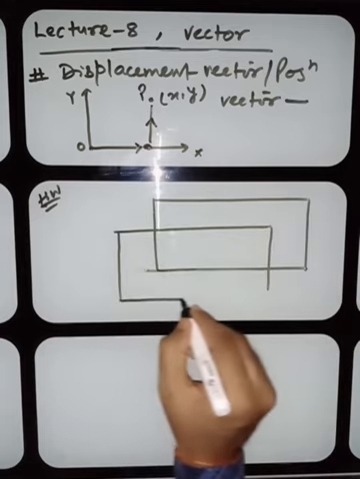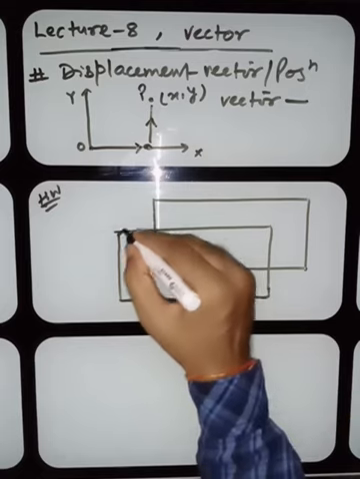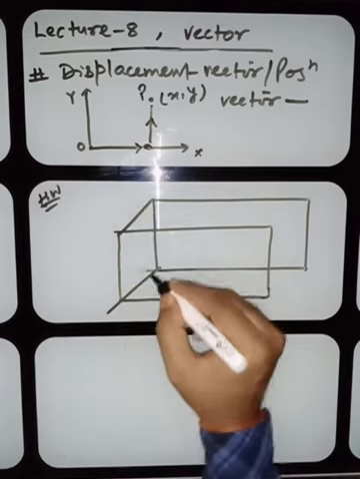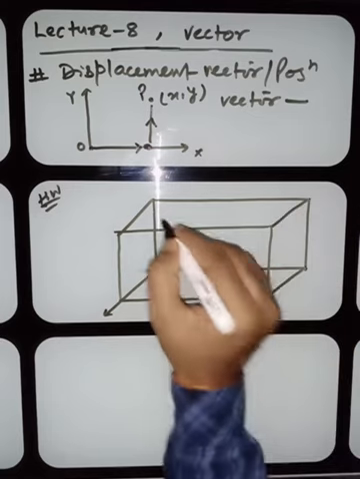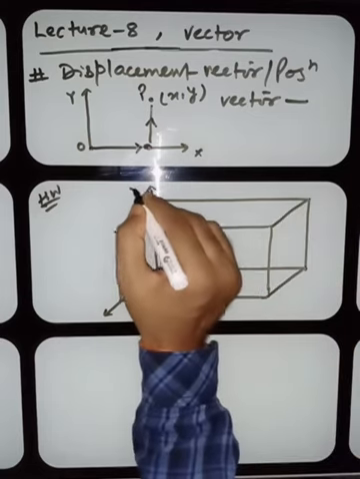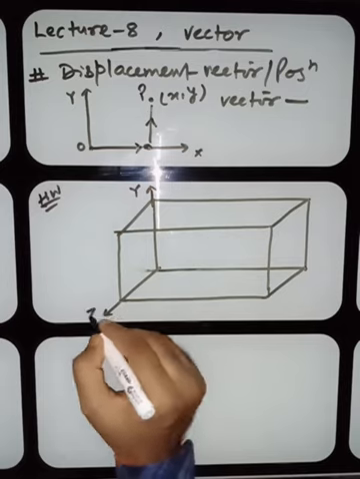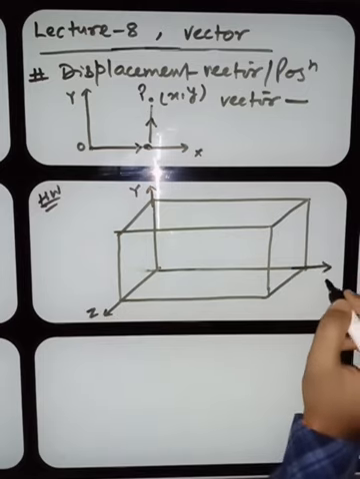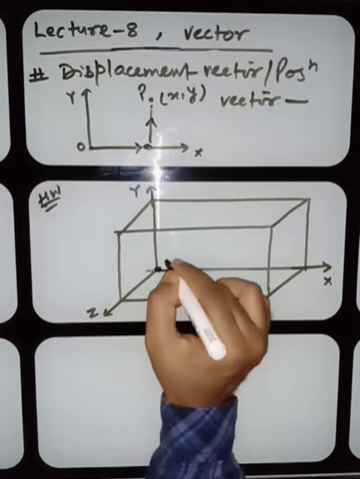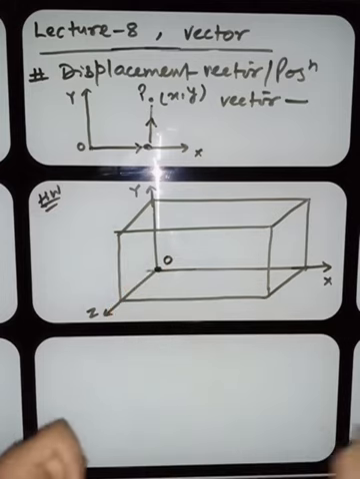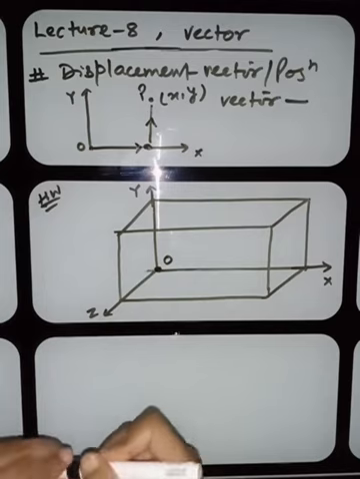Again, you have to find the position vector. This is the z axis, and this is the x axis. There is a story behind putting this xyz also, my dear students. You cannot put xyz anywhere.